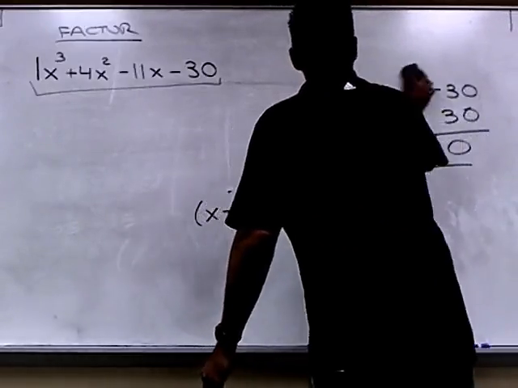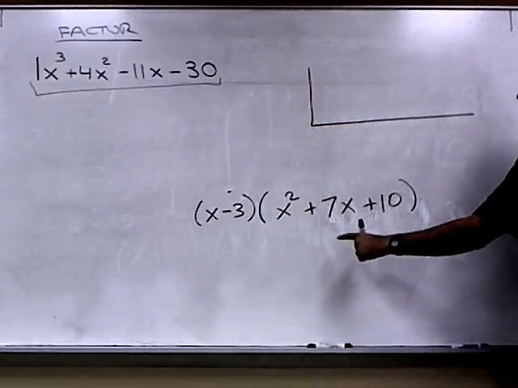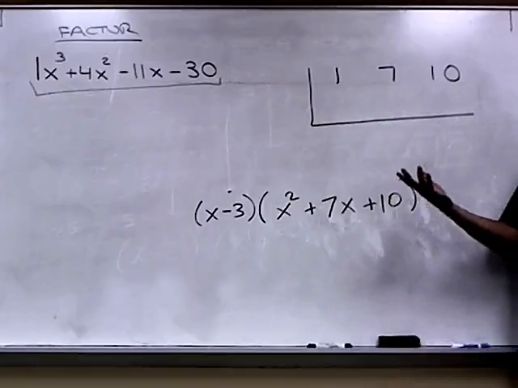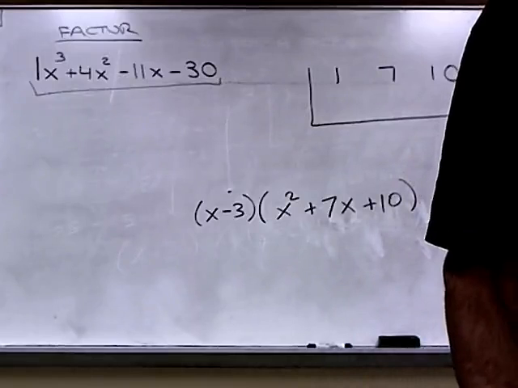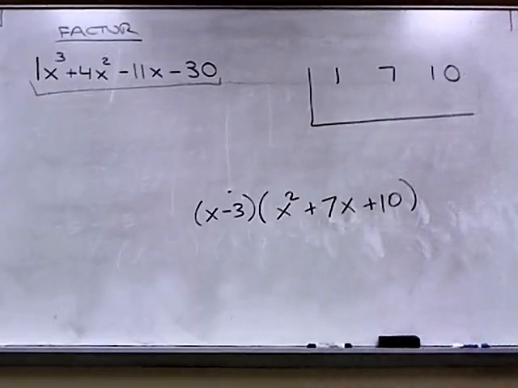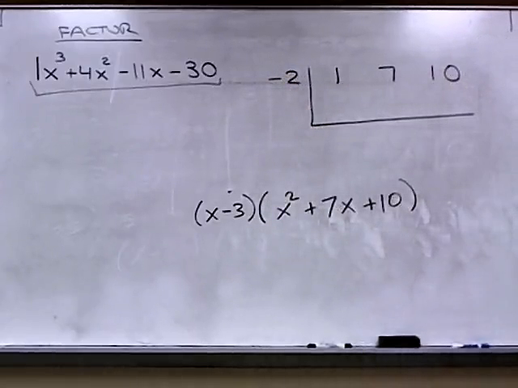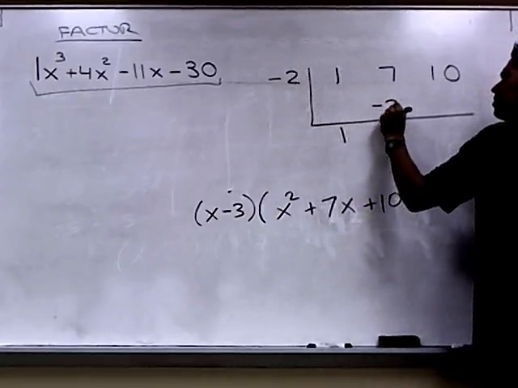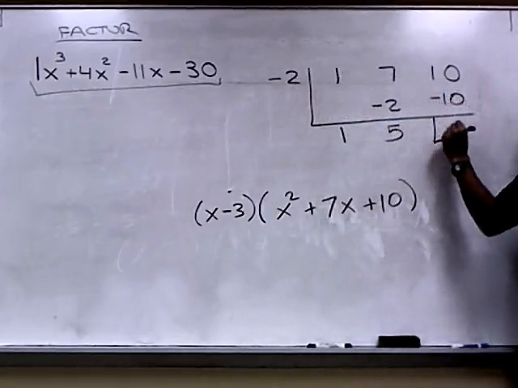So here's where I am. I'm going to start this over. I'm going to do my synthetic again. What are the numbers I'm putting in now? 1, 7, 10. Now, again, I'm hiding from you what numbers to use. I'm not telling you right now. But the next one that'll work would be -2. So let's work this out. 1, -2 comes down, -2, add down, you get 5. -2 and 5 gives you -10, add down, you get 0.